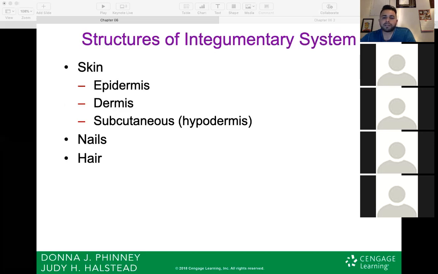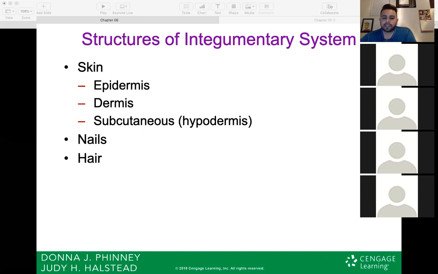So the parts of the body that the integumentary system is composed of are the skin, and the skin has 3 different layers. There's the epidermis, which is the outer layer that we can see, feel, and touch. The dermis is the inside layer of the skin. And the subcutaneous layer is the bottom layer of the skin, or the most internal layer of skin. It's also called the hypodermis. The other organs of our integumentary system include nails and hair.